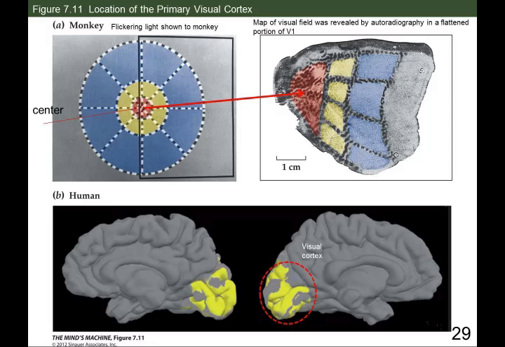Now, what's very neat about the eye, and actually not just the eye, the ear too, and your other sensory modalities, is that it's topographically represented, meaning that the layout of the environment is represented kind of the same way in the brain. So neighboring fields in the environment are represented by neighboring neurons in the brain. Does that make sense?